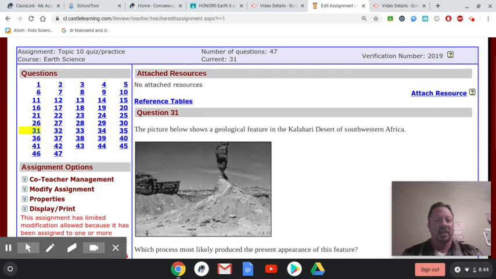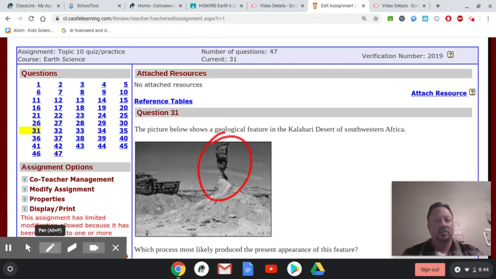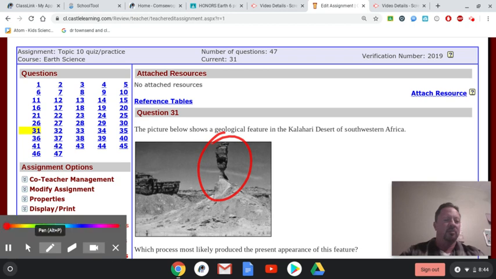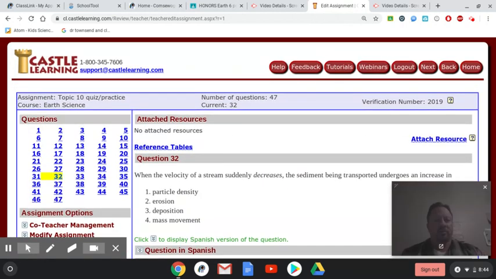31, I've used this exact example. What is that thing right there? That is mushroom rock, right? The bottom part is eroded by what agent of erosion? That would be wind. And remember, it can't be the whole rock because wind can only pick up sand so far off the ground. 32, you can see the answer. Velocity of stream decreases. What's going to increase? Well, as the stream speed decreases, we're going to get an increase in deposition.